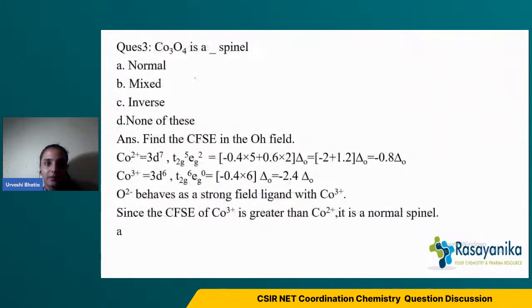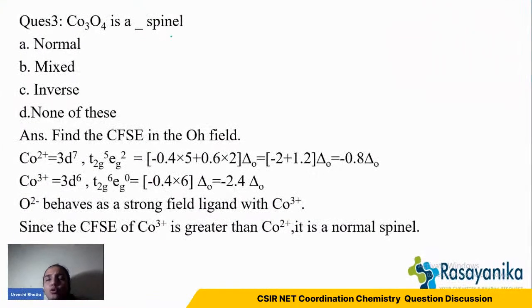Now, this is another question, on spinels. Spinel is not very important from the CSIR NET point of view, but it is important for the GATE exam, because almost every year there are questions based on spinels. So we need to see what a spinel is. A spinel is AB2O4. This is a general formula of a spinel. A has an oxidation state of plus 2, while B has an oxidation state of plus 3.